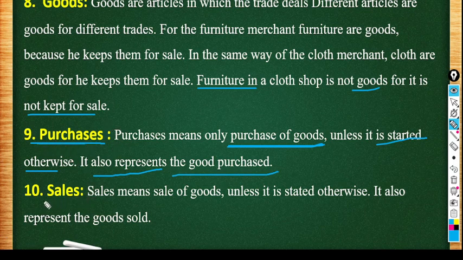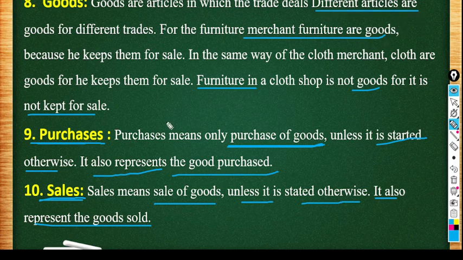Okay, the next one, sales. Sales means here sale of goods, unless it is stated otherwise. It also represents sales of goods here. So जो भी खरीदे अपन उसको बेचे तो सेल्स बोलते हैं अपन. Okay, so to earn the profit, to earn the income, we need to sell those articles. Just now we discussed the articles. So that comes under the sales. Sales means sales of goods, unless stated otherwise.